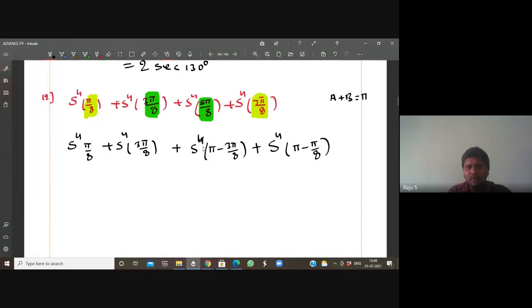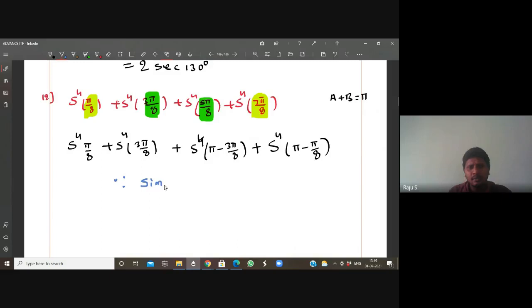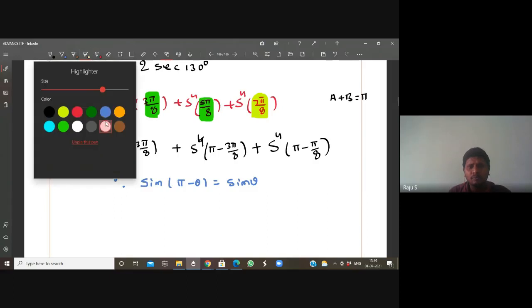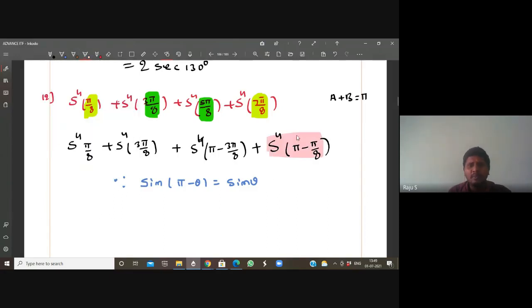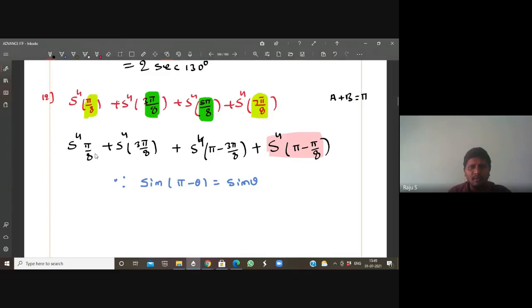Okay, students, can you tell me what is sine of 180 minus theta? Plus sine theta. Yes, exactly. Sine of pi minus theta, 180 minus theta, is equal to sine theta. So it may be positive or negative, but the whole power 4 is there, so again it will become positive. What about the value of sine power 4 of 180 minus pi by 8? Sine power 4 pi by 8 only. We'll get the same value.